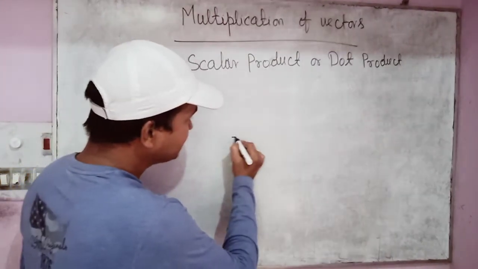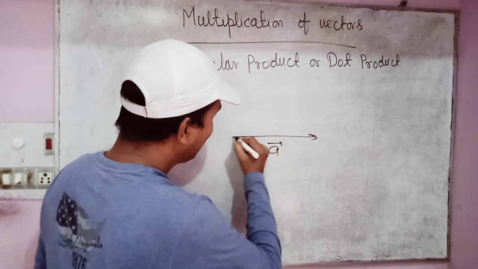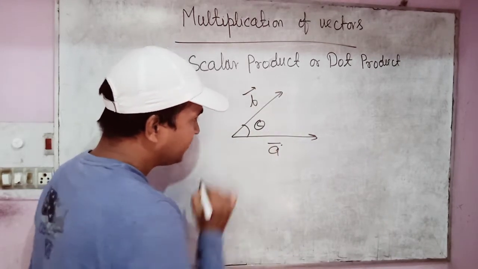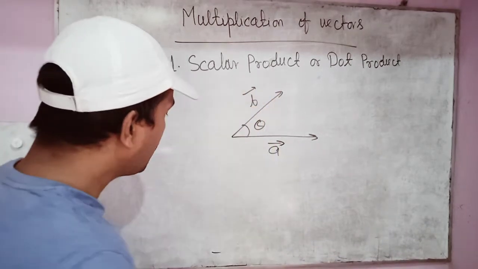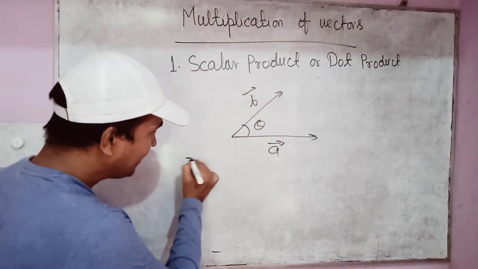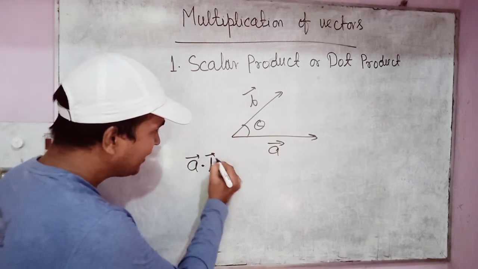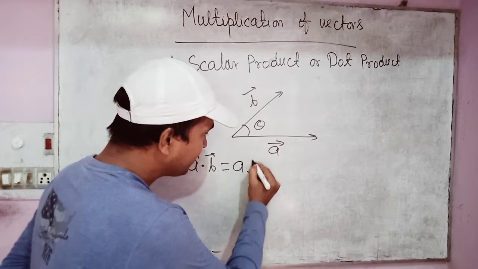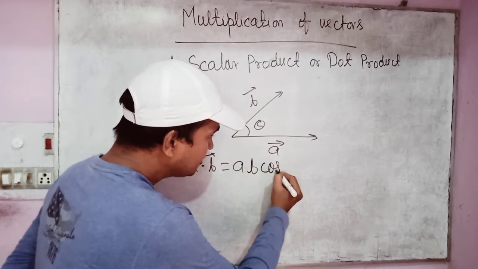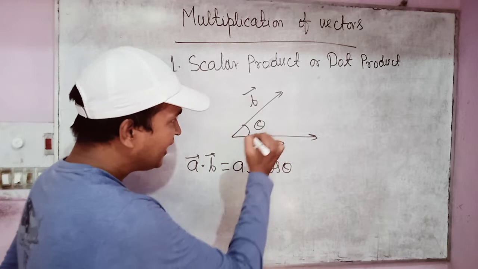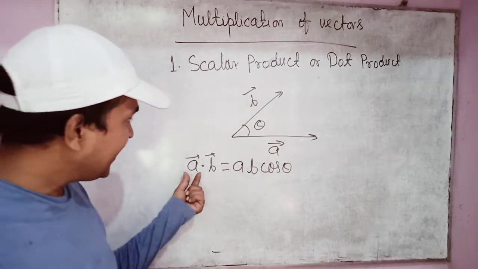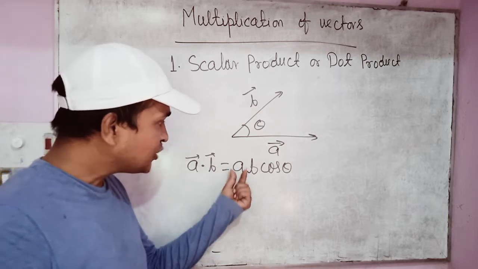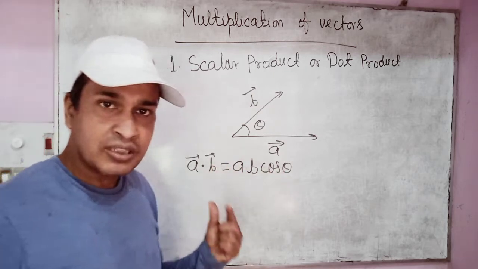Let there be two vectors. This is vector A and this is vector B, and theta is the angle between vectors A and B. The scalar product or dot product of two vectors is denoted by vector A dot vector B, and it is equal to magnitude of vector A into magnitude of vector B and cos theta, where theta is the angle between vector A and vector B. So A dot B, the scalar product of two vectors A and B, is equal to magnitude of A, magnitude of B and cos theta.